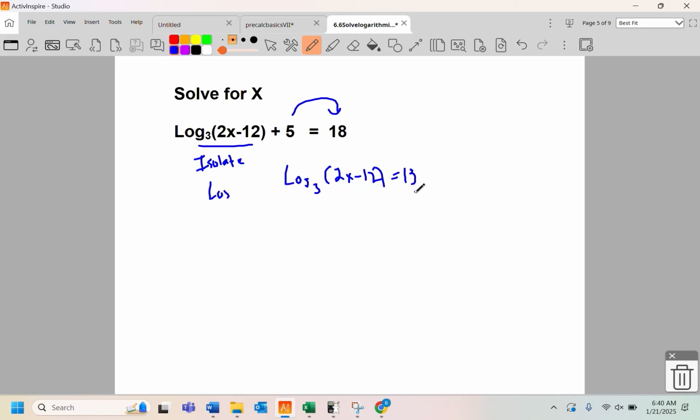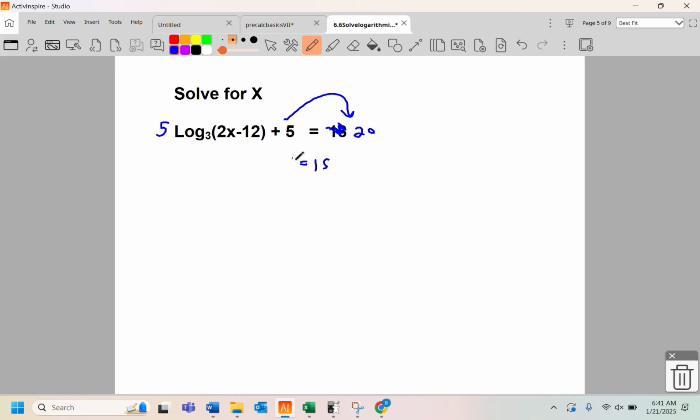Let's change this up a little bit. And I'll make sure I modify the notes. Let's put a 5 out in front of here. And let's make this a 20. All right, so still going to do that. I'm going to have a 15.